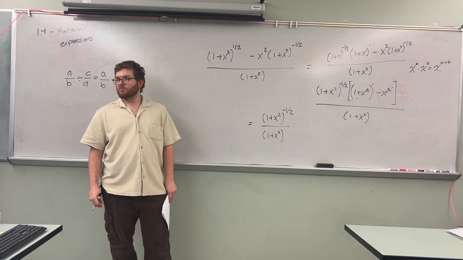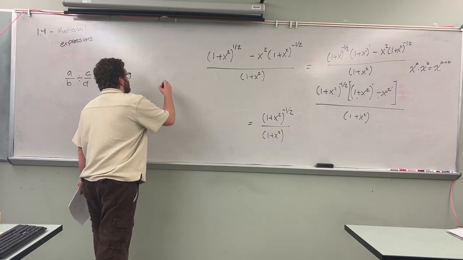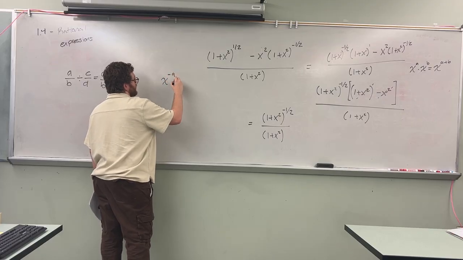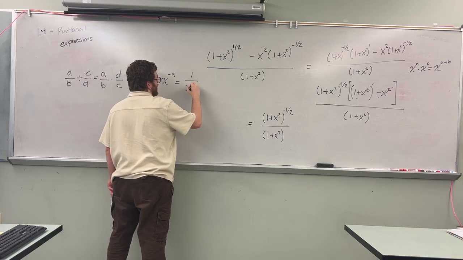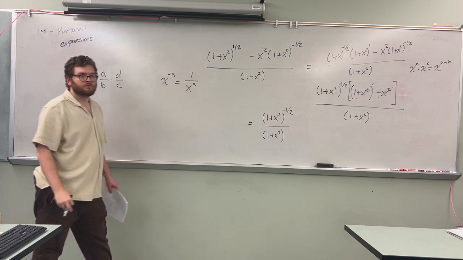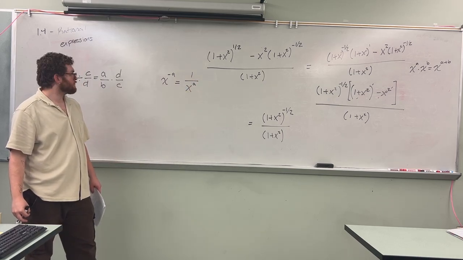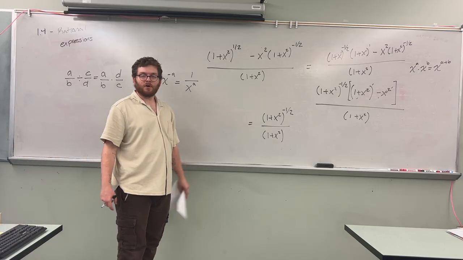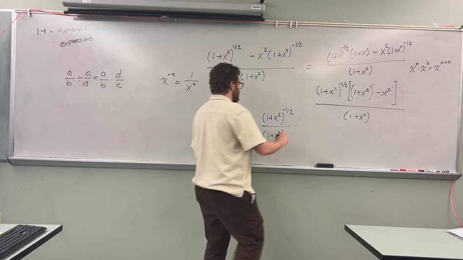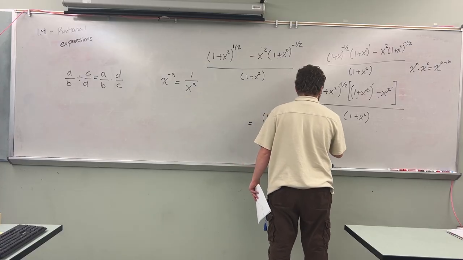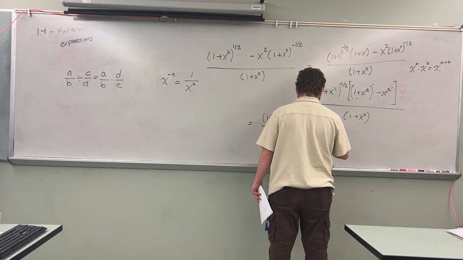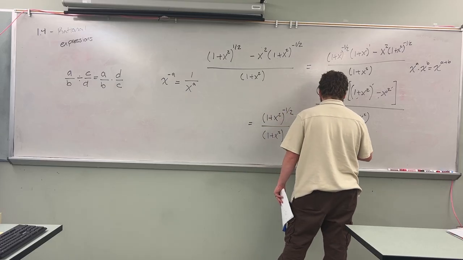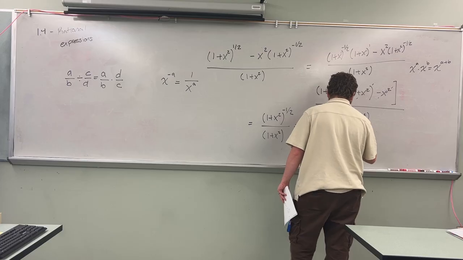And I can simplify this one step further. Remember that x to a negative exponent is equal to 1 over x to that exponent. Right, negative exponents tell me to put it in the denominator. I've got a negative exponent here, so I'm going to move it to the denominator. I get 1 over (1 + x^2) now to the positive 1/2 because I put it in the denominator, times 1 + x^2.